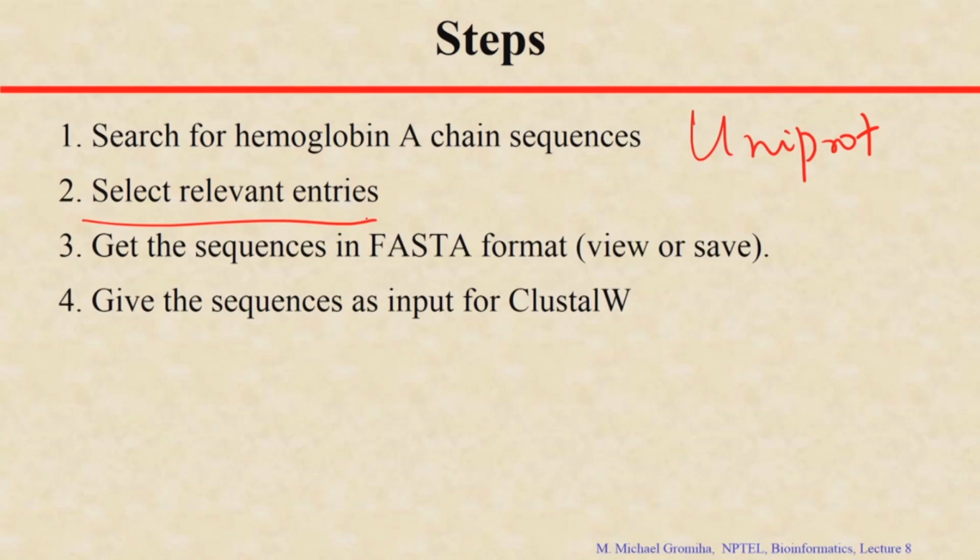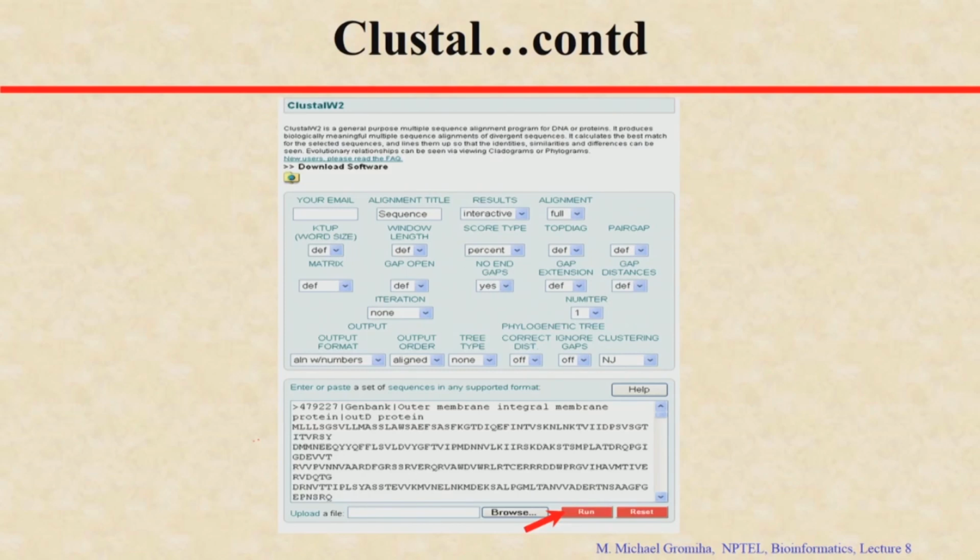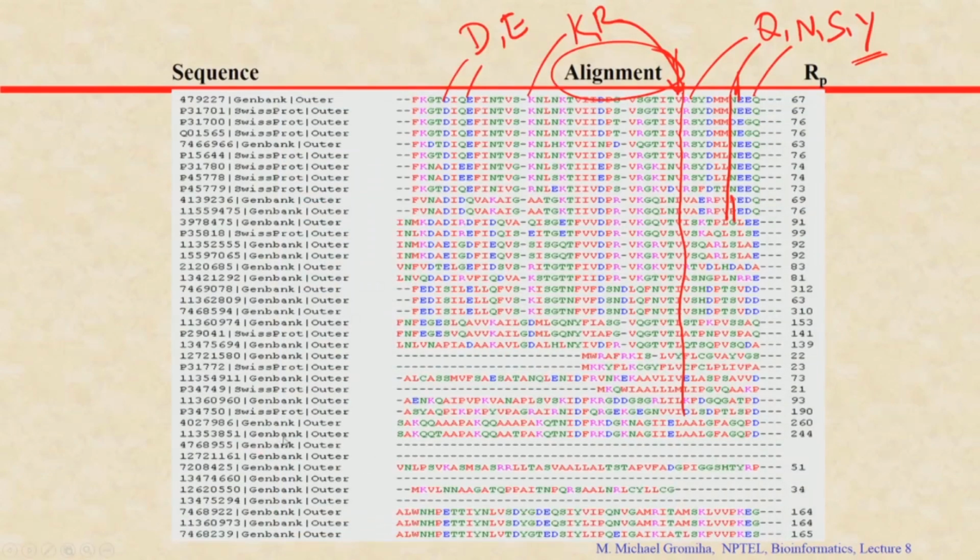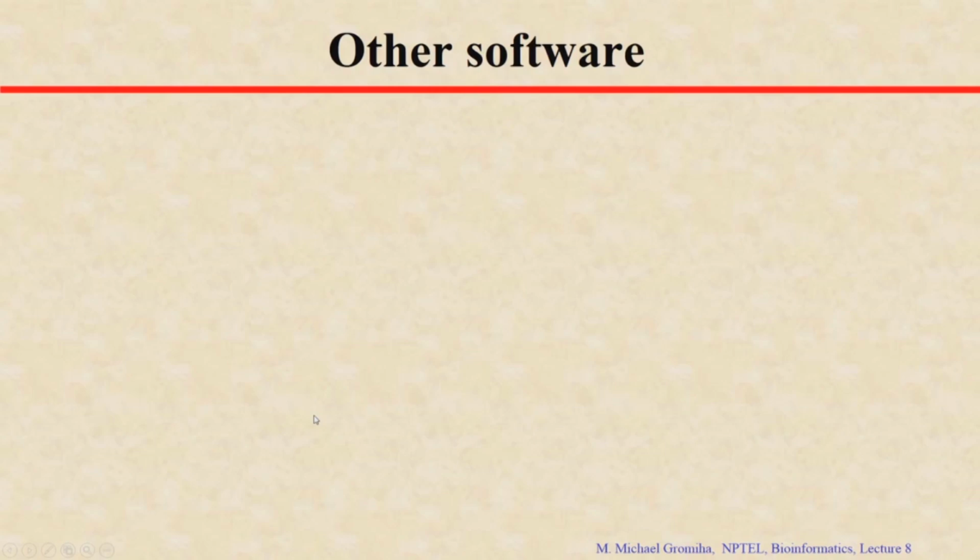If you select relevant entries, you can save them in FASTA format, which we discussed in one of the previous classes, on how to obtain the data using the UniProt database. So you can get the sequences in FASTA format and give these sequences to ClustalW. You can paste the sequences in this place and you will get the multiple sequence alignment. So this is what we discussed about ClustalW.